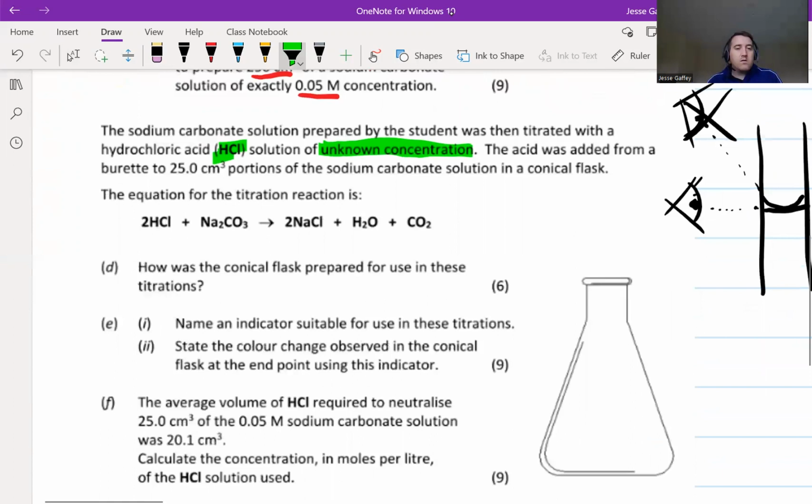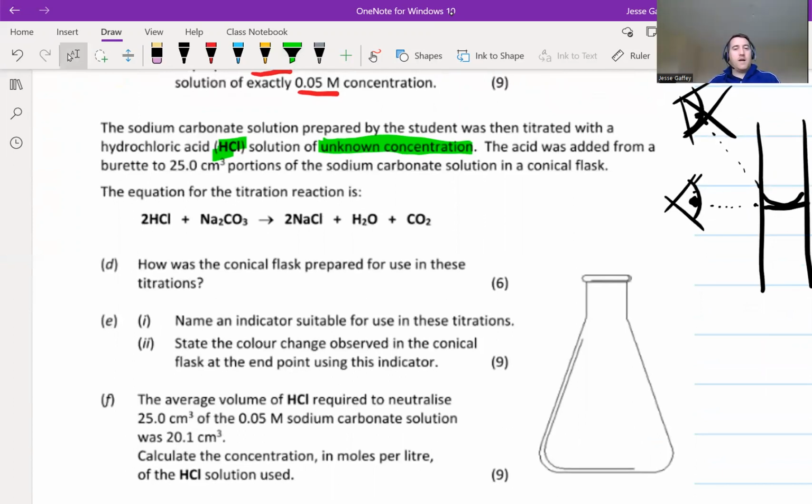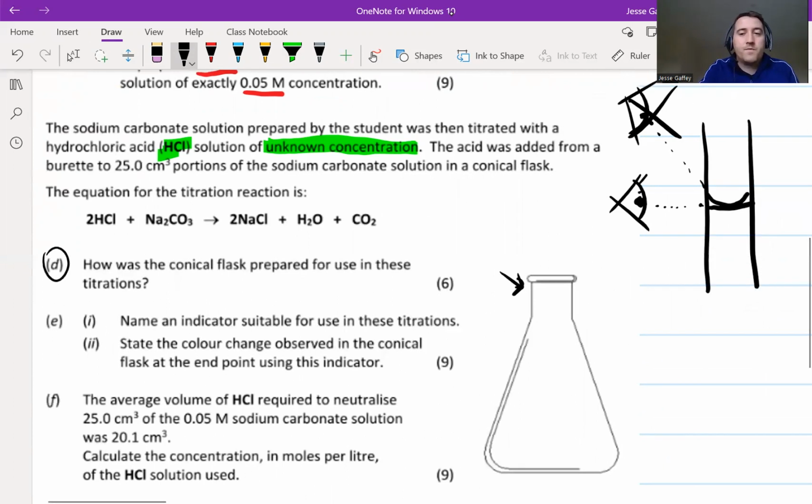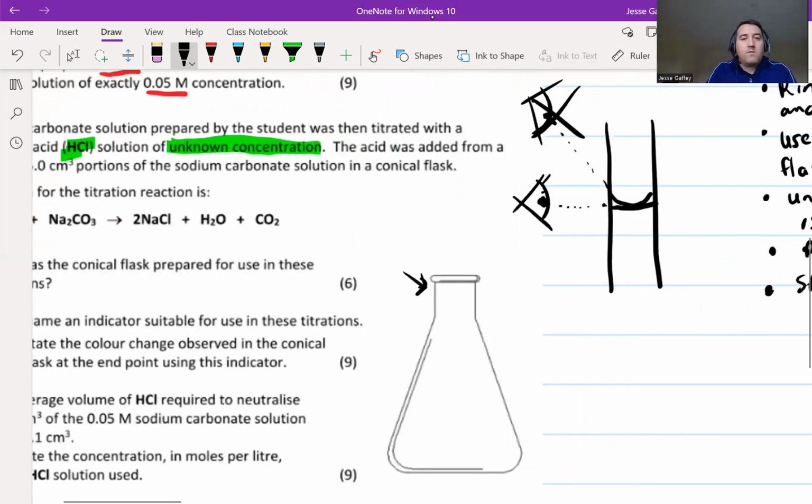Here's the equation, and it'll always be this balanced equation. And then we have some more questions to answer. D, okay? So D asked, how was the conical flask prepared for use in this titration? So this is a pretty standard question. What do we do for the conical flask before we begin the reaction? All right, pause the video and write down your answer now. Okay, so D.